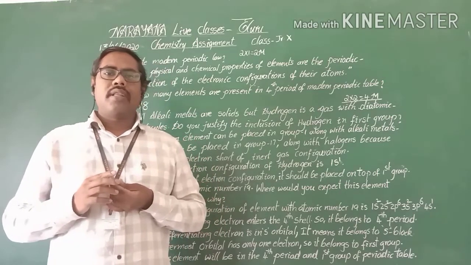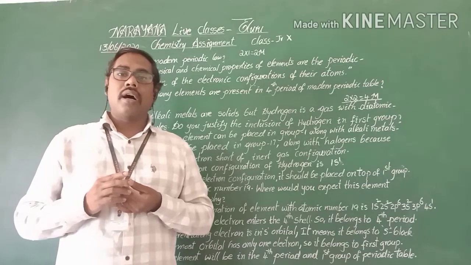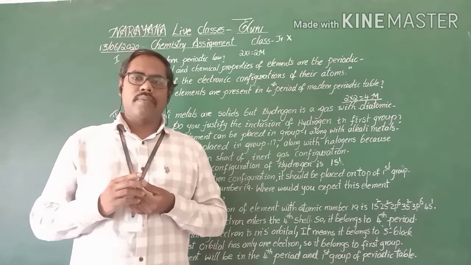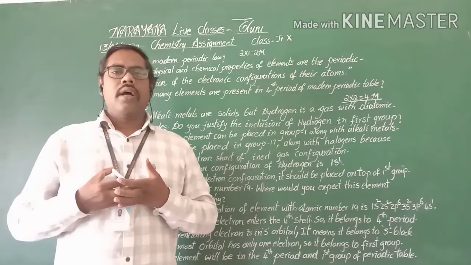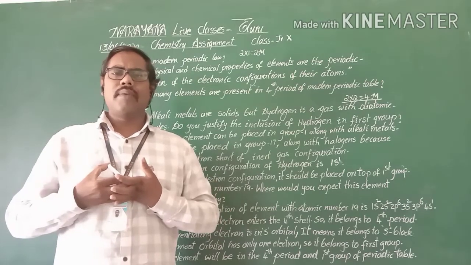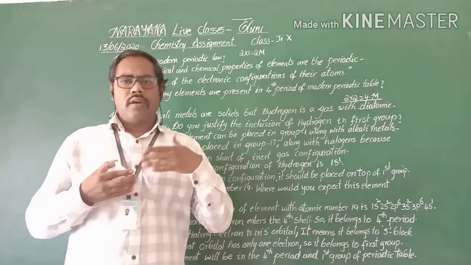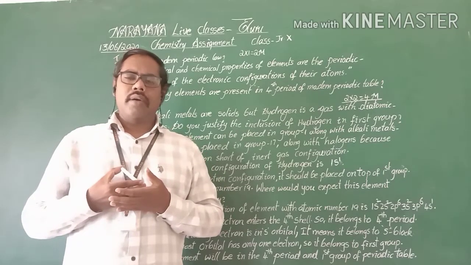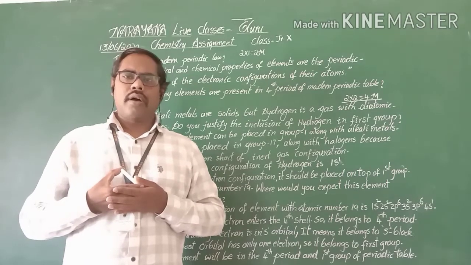That means the elements are arranged in the periodic table based on the electronic configuration. The electronic configuration we can write based on the atomic number. So we can say the physical and chemical properties of the elements are periodic function of their electronic configuration or atomic number, but most probably we define it based on the electronic configuration.